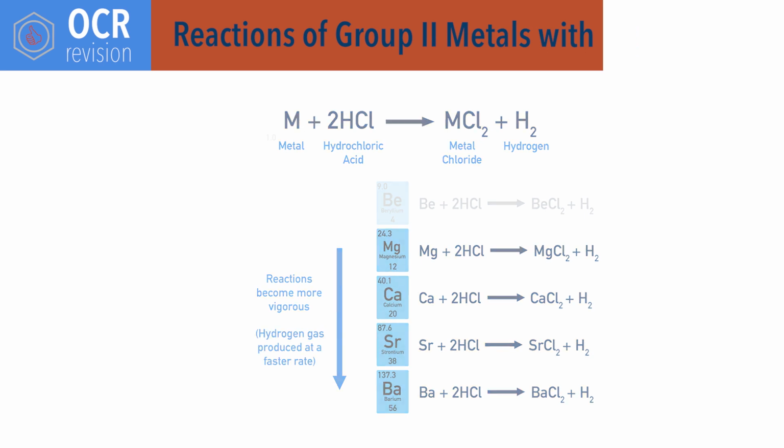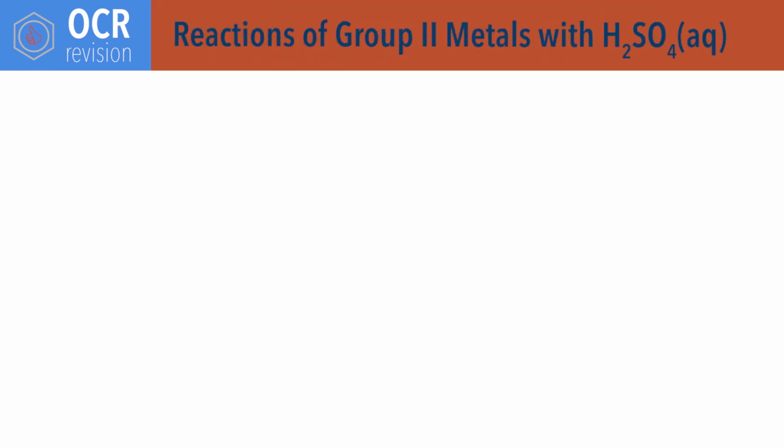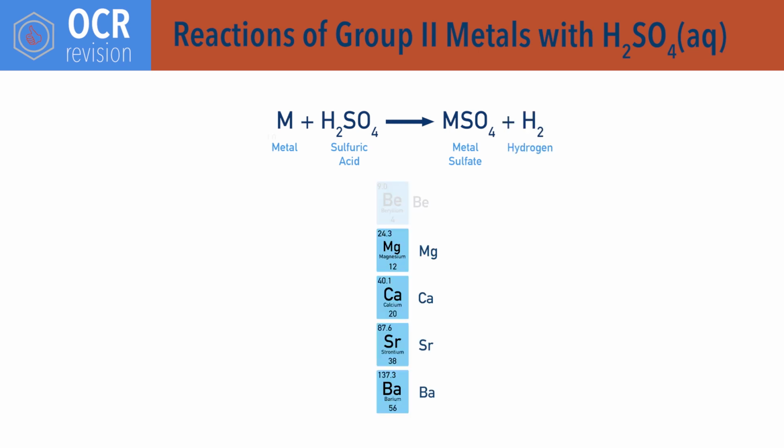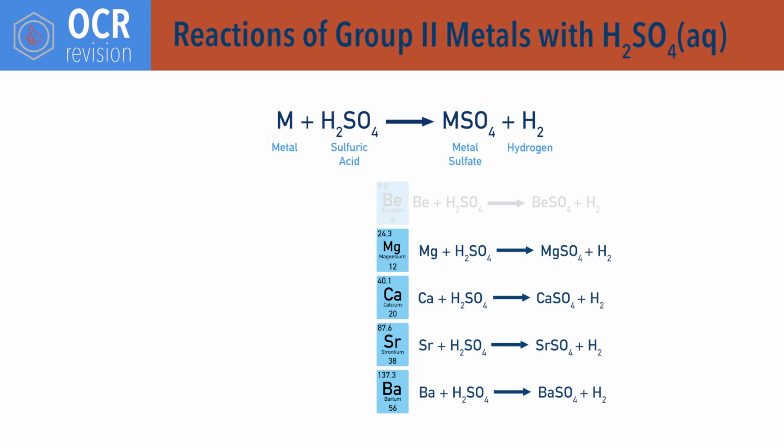Group 2 metals react with dilute sulfuric acid to form metal sulfate salts and hydrogen gas, with a general reaction of metal plus sulfuric acid to metal sulfate and hydrogen. M plus H2SO4 forms MSO4 plus H2.